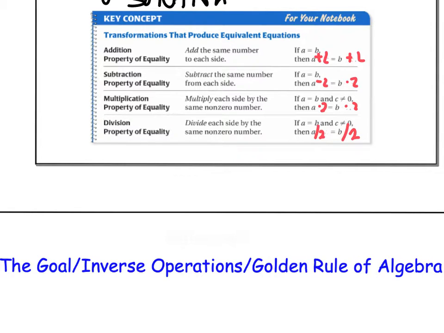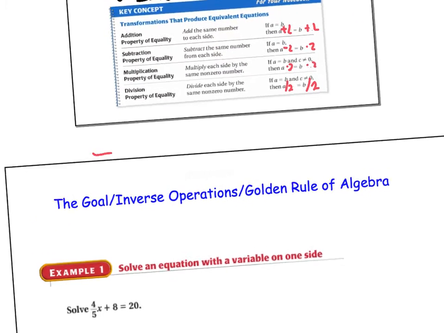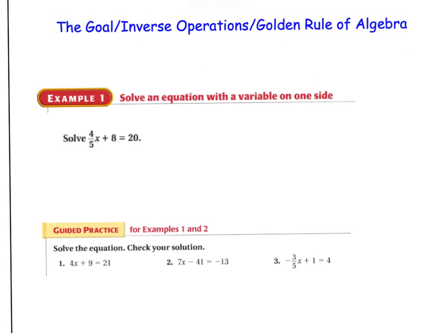And the division property of equality says I am allowed to divide one side by a number as long as I also do it to the other side. And then I get into how I like us all to remember these, and I use these words a lot. When you're solving equations, you have to remember your goal. Your goal is to get the variable alone.